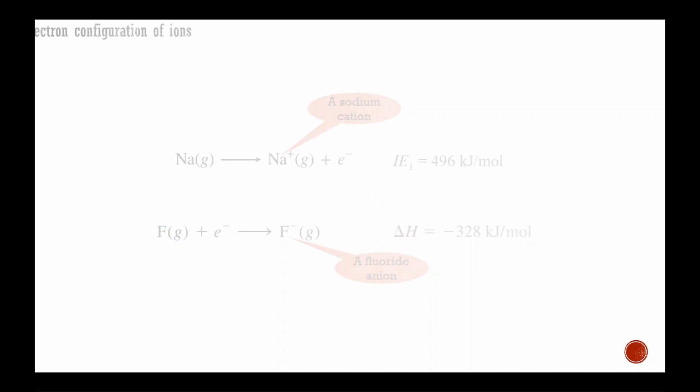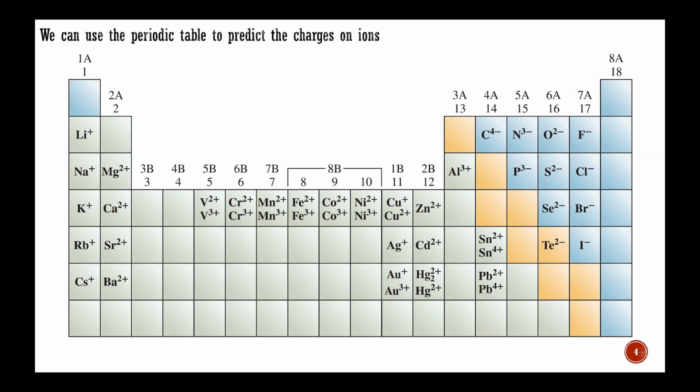You might recall from the introductory module on atoms, ions, and molecules that we can use the periodic table to predict the charges on many of the ions formed by main group elements. For example, elements in groups 1A and 2A form ions with charges of +1 and +2, respectively. Elements in groups 6A and 7A form ions with charges of -2 and -1, and so on. As you probably guessed, knowing something about electron configurations enables us to explain these charges.